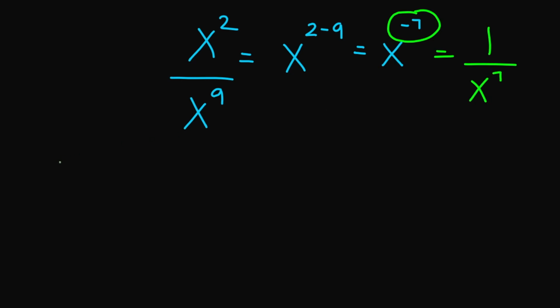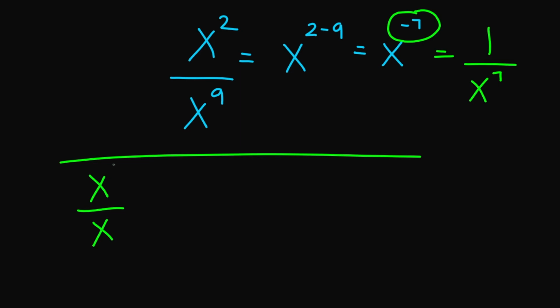All right, and let's quickly try the other way. So we have x over x, 2 and 9. So you're going to do 1 over x, 9 minus 2, which is going to equal 1 over x to the 7th.